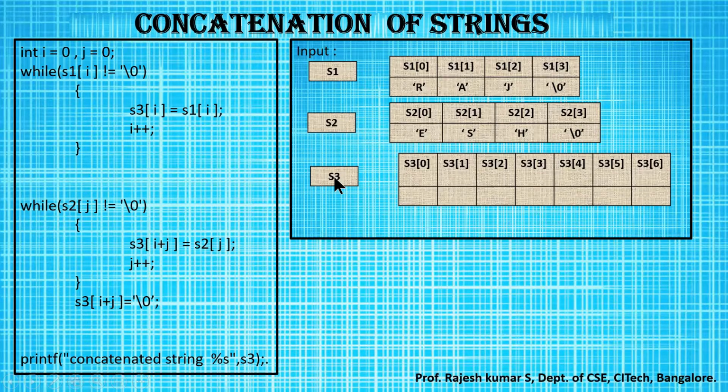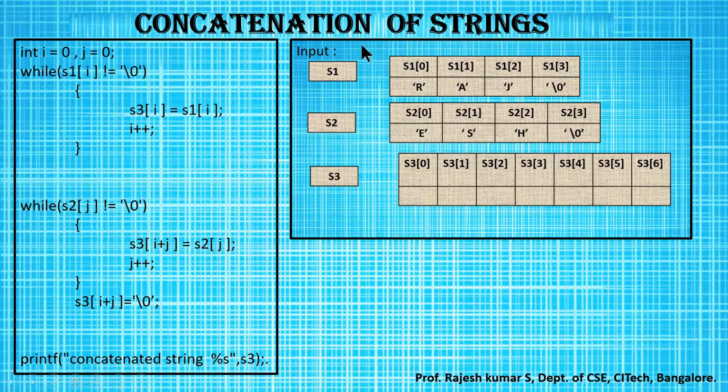When I concatenate both, the result should be stored in S3. Now concatenation is a process of combining two strings, as I told. When I combine the two strings, the output present in S3 should be RAJESH, ended with a null character. That should be the output displayed on the monitor screen.